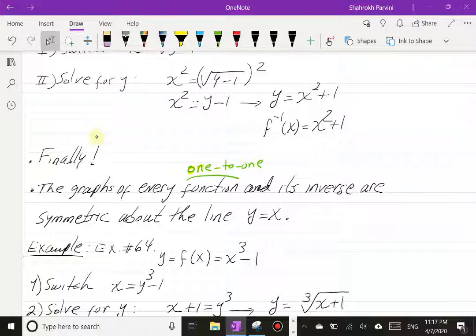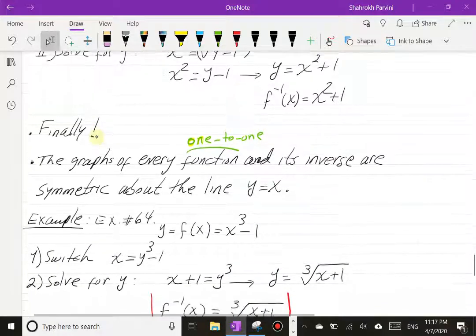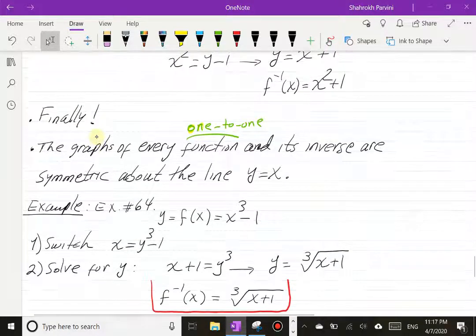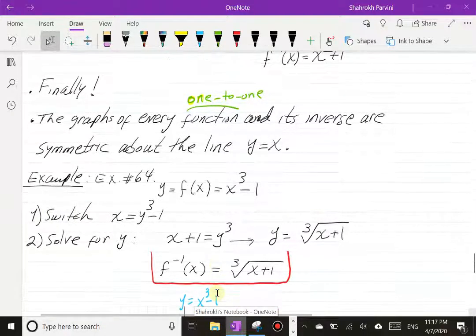Okay, so first we're going to find the inverse. And here's the inverse, pretty easy, right? Two-step, switch and solve. So I switch the x and the y, right? Y becomes x, x becomes y. And then you solve for y, meaning you isolate y. And here I added 1 and took the cube root of both sides. And that's how I got the equation for y. And then I use the inverse notation, and here's the equation for the inverse function.